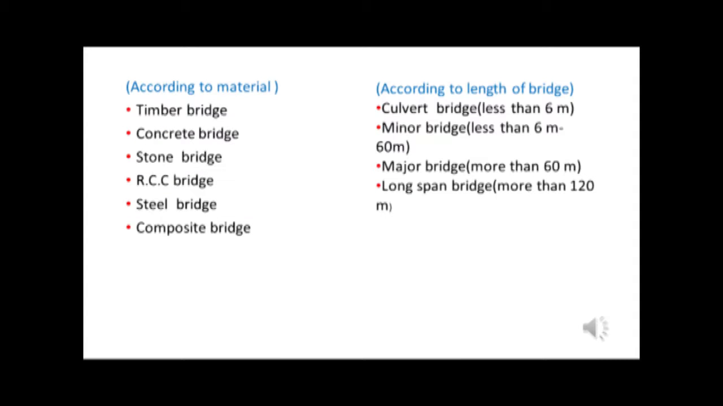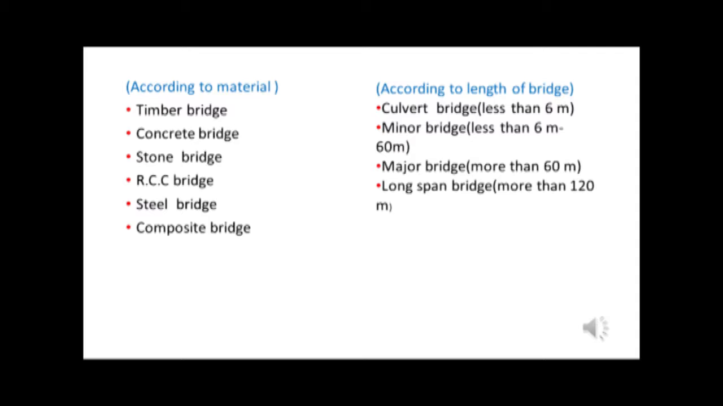Based on the different types of material, the classification can be done. The material can vary from timber to concrete to stone to RCC to steel to composite bridges, where we have two materials amalgamated together.